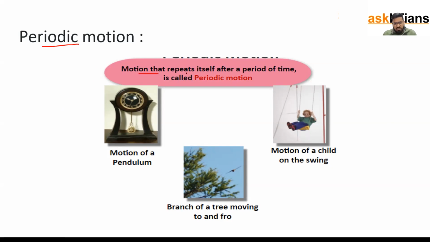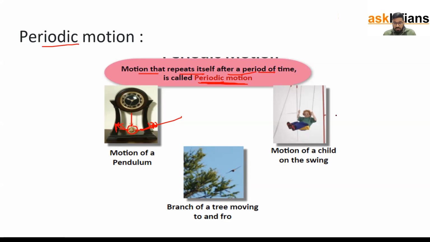It is written already here: motion that repeats itself after a period of time is called periodic motion. I think this is clear. So this is the example of the motion of a pendulum. I think you all have seen this vintage clock. This is the hand of a clock which moves like this. First it goes here, comes back here, then goes towards the right like this. So it is basically repeating its motion, and that's why it is considered periodic motion.